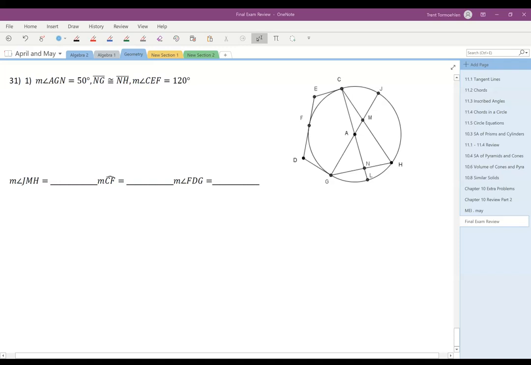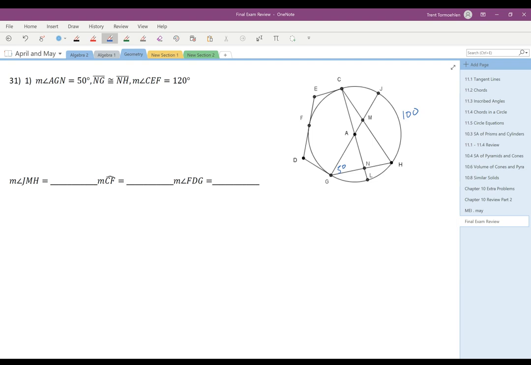In problem 31, you're given that angle AGN is 50. Remember, that would represent an inscribed angle because G is on the circle. That means it's half of its intercepted arc. The arc is JH, and so this would be 100. You're given that NG is equal to NH.